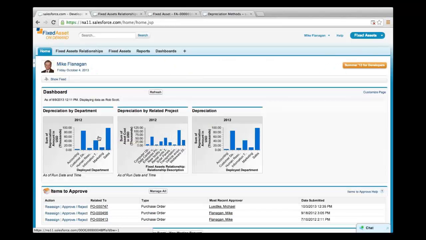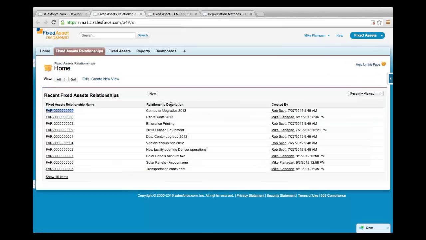Less Software's fixed asset management application is built natively on the Force.com platform and can therefore be reported on using the Salesforce.com reports and dashboards. The application allows for assets to have logical relationships around the way that you think about your assets, like if you have computer upgrades or rental units in the field with your customers or vehicles that you're tracking, they have a logical relationship onto each other.